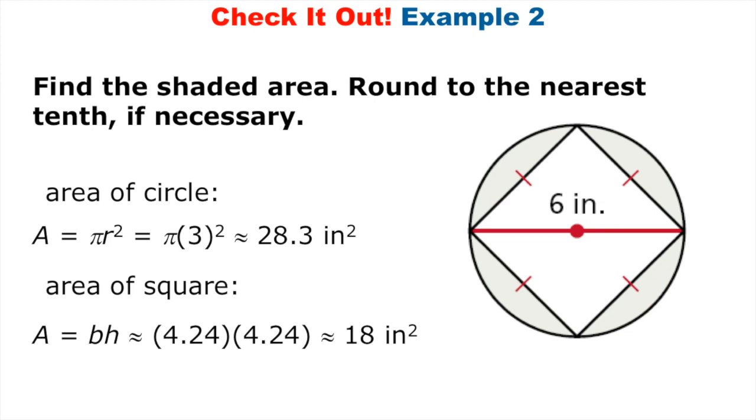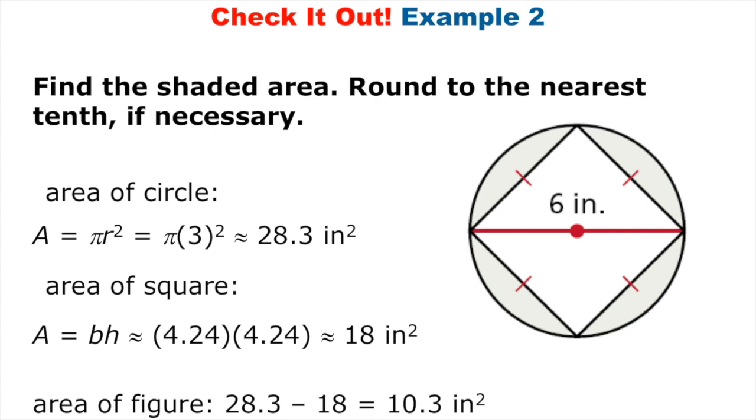So to find the area of the final shaded area, you would take your area of the circle, subtract the area of the square, and you get approximately 10.3 inches squared for the shaded region.